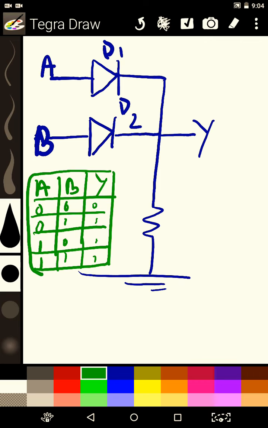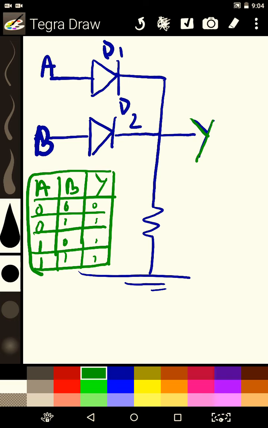Let's say A is 0 and B is 0. That means the diodes D1 and D2 are reverse biased, because the P side is connected to a lower voltage. That makes an open circuit. There will be no voltage across the output Y, so the output will be 0.